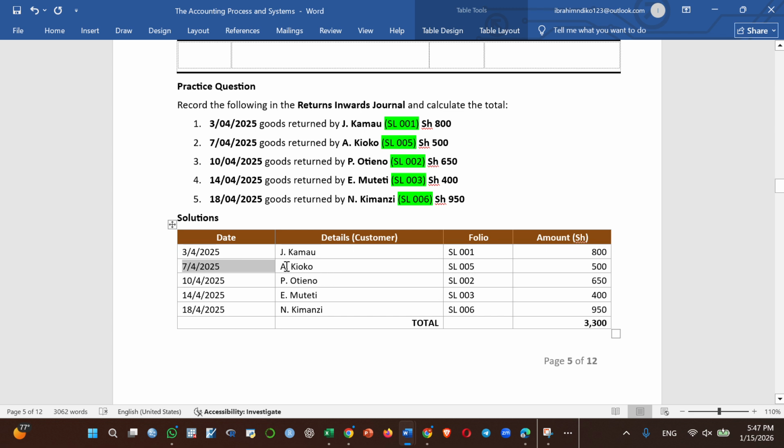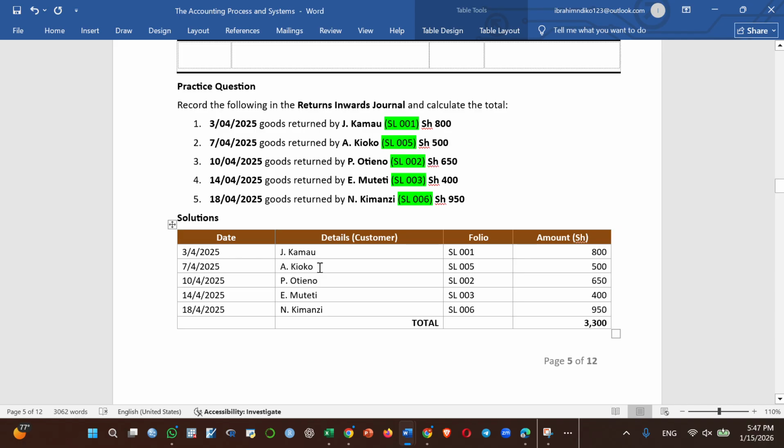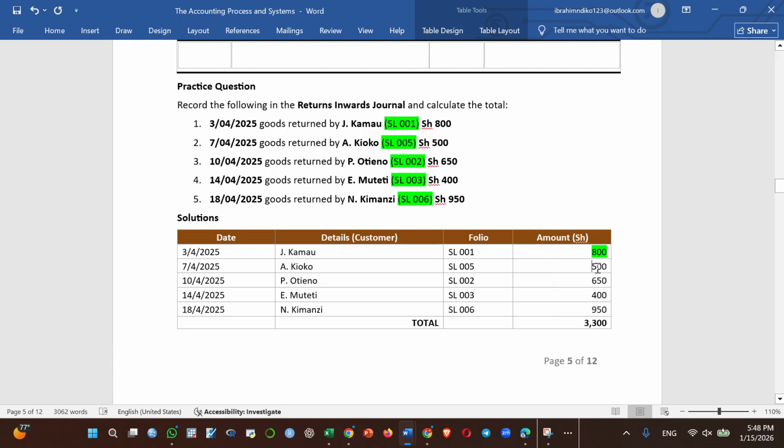Then on 7th of April, goods returned by A. Kyoko. So the date is correct. A. Kyoko is the same. So make sure you write this the way it is. If it is A. Kyoko, then the account for A. Kyoko will always be A. Kyoko account. Then the number is correct, SL005. Then the amount returned was 500.